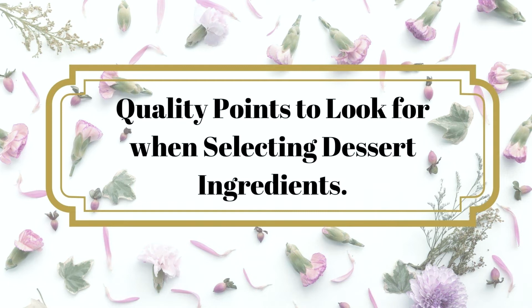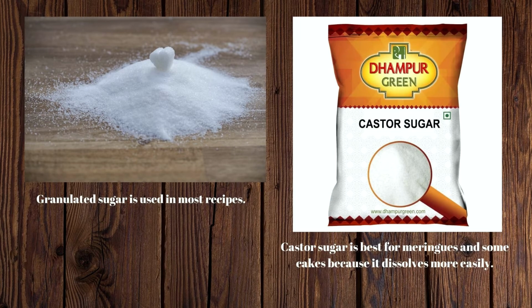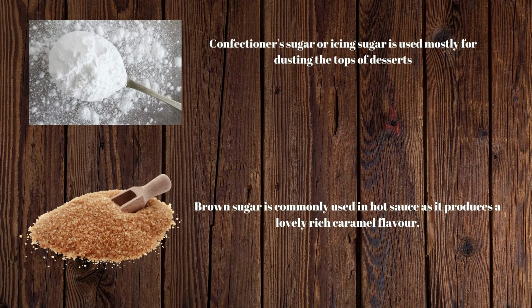What are the quality points to look for when selecting dessert ingredients? When we are selecting sugar, granulated sugar is used in most recipes. Caster sugar is best for meringue and some cakes because it dissolves more easily. Confectioner's sugar or icing sugar is used mostly for dusting the tops of desserts. And brown sugar is commonly used in hot sauce as it produces a lovely rich caramel flavor.